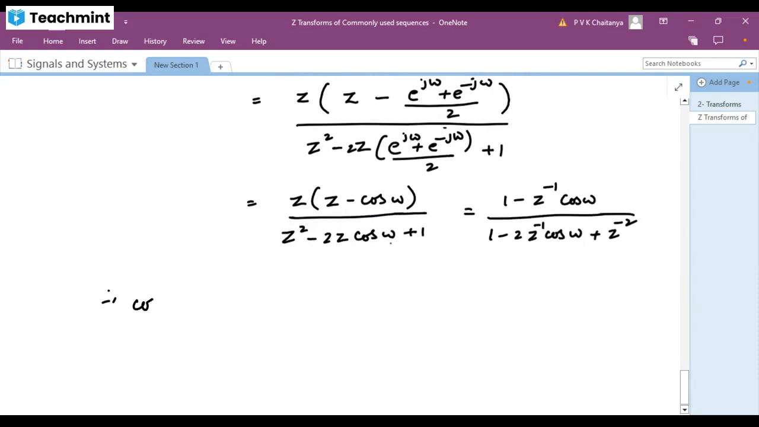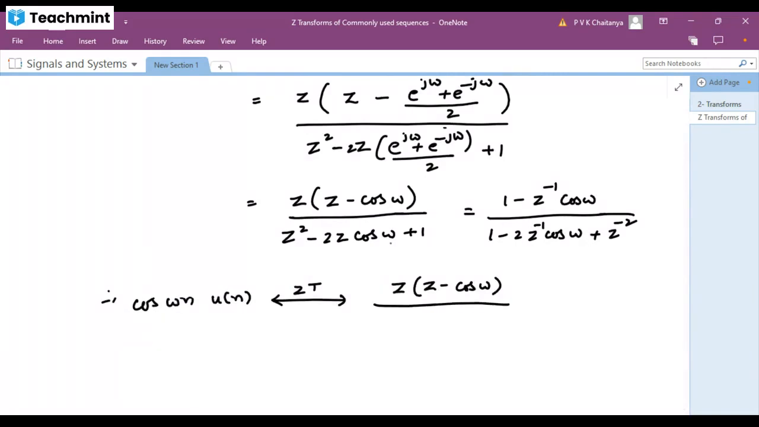Therefore, for cos omega n u of n, its z transform is z minus cos omega by z square minus 2z cos omega plus 1, with ROC mod z greater than 1. So I hope all these are clear. In the next session, we will be going for the properties of the z transform and also the z transforms of some basic signals.